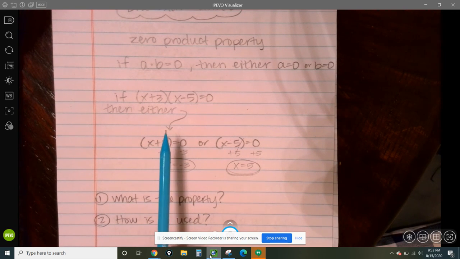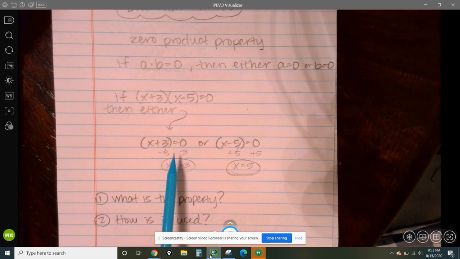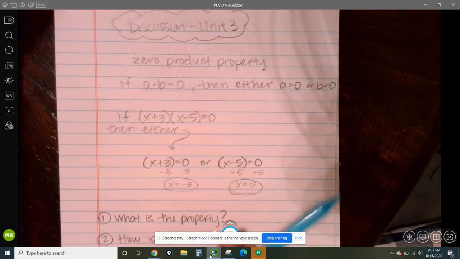So in this unit, we used it when you had these different terms being multiplied together to equal 0, and you solved both equations to figure out what the answer could be. So that is how you do the discussion for Unit 3.